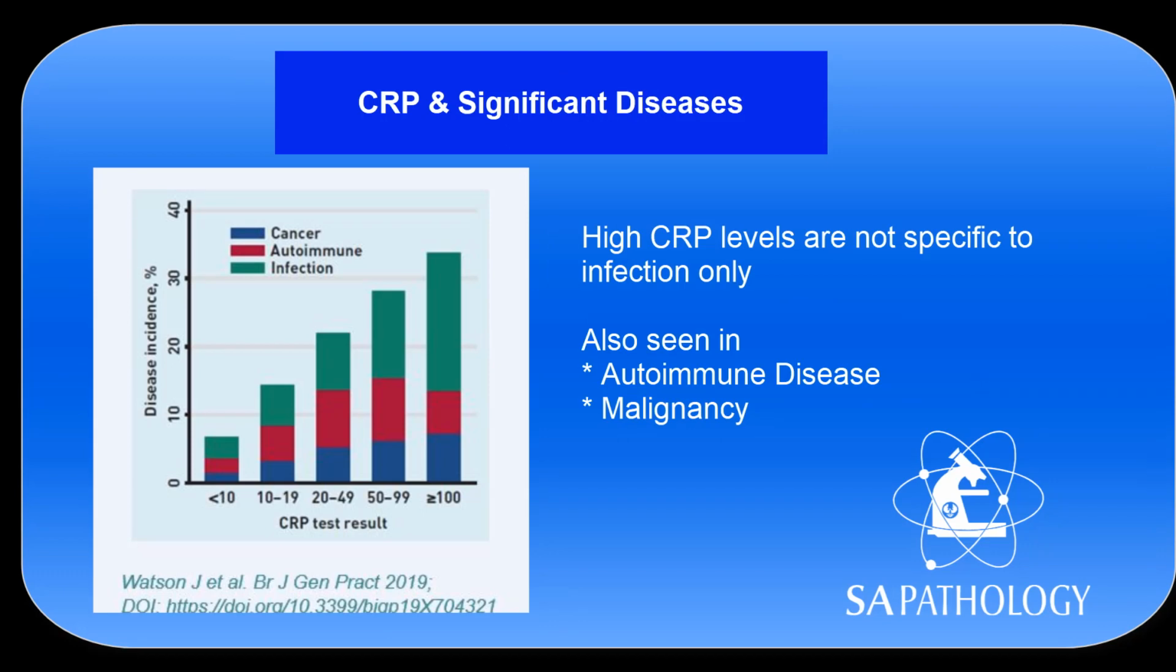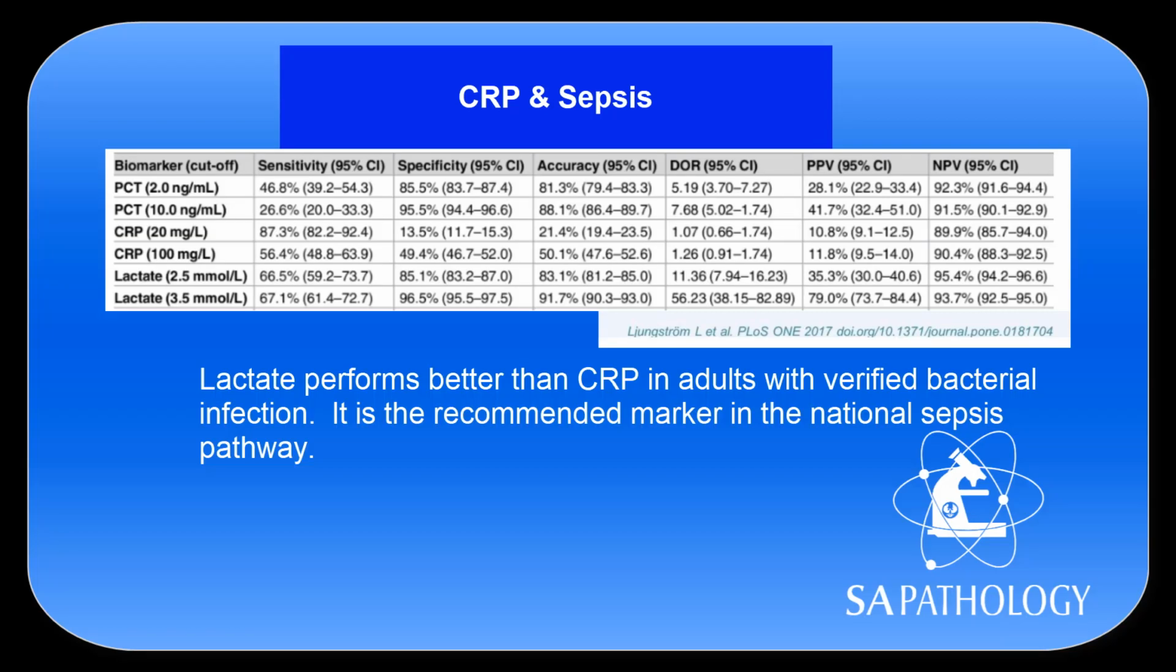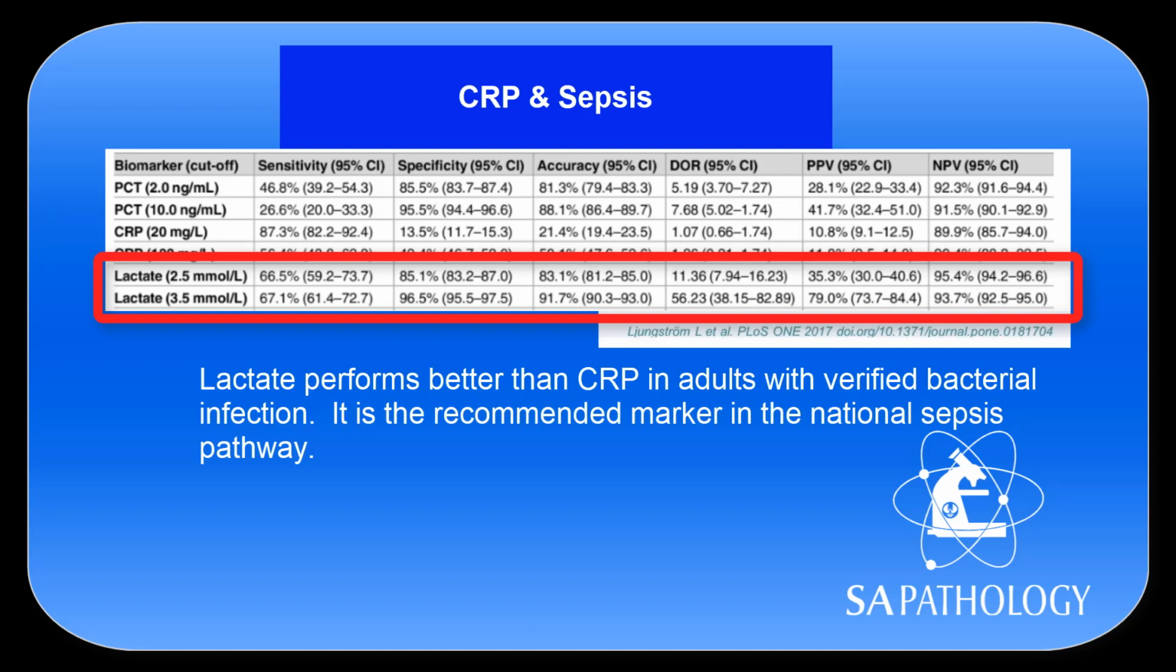Although infection is more likely as the cause of a very high CRP, it is not specific, and high levels may also be seen in autoimmune disease and malignancy. CRP performs poorly as an accurate marker for bacterial sepsis. In a recent Swedish study of over 1,500 critically ill adults with verified bacterial infection, the CRP positive predictive value for sepsis was around 11% and negative predictive value of 90%. Lactate performs better than the CRP in this clinical setting and is therefore the recommended marker in the National Sepsis Pathway.